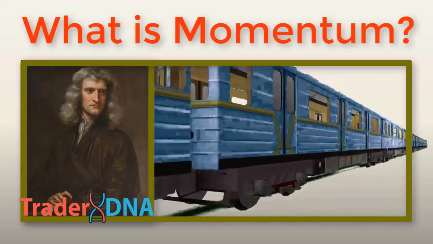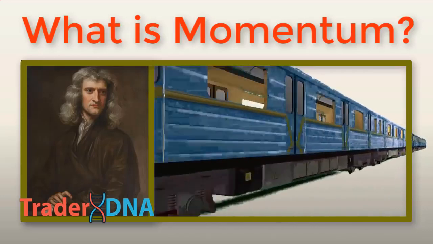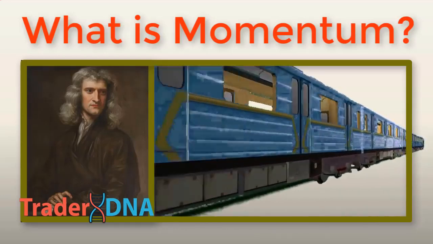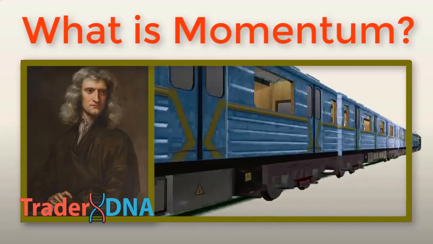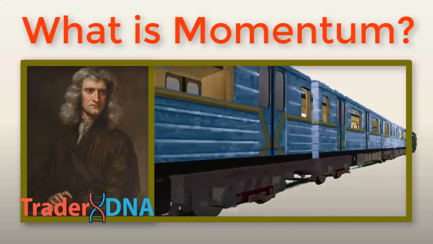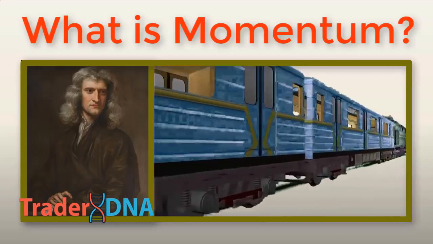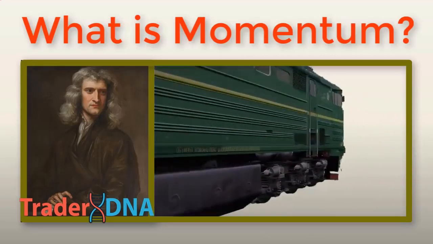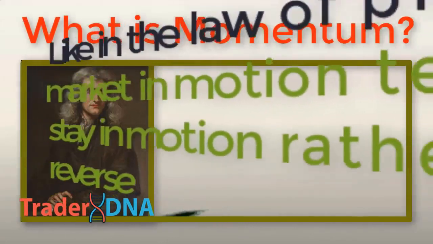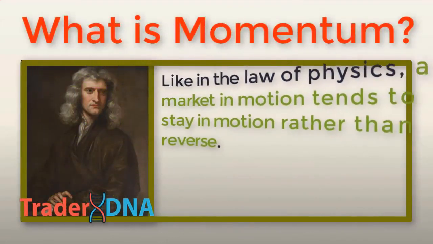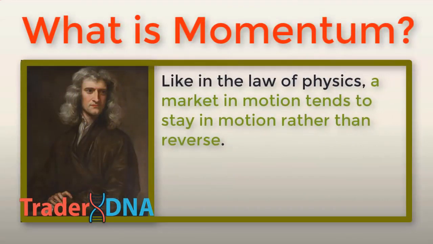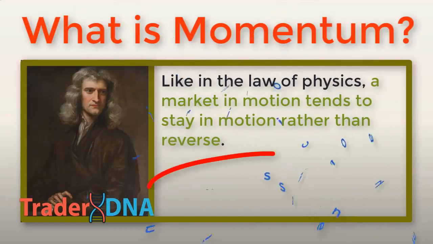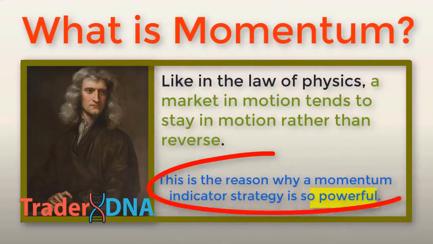At the end of the trip, the train decelerates as it slows down, but it can take many miles of track after applying the brakes before finally coming to a complete stop. For the momentum investor, the best part of the train ride is in the middle, when the train is moving at its highest velocity. Like in the law of physics, a market in motion tends to stay in motion rather than reverse. This is the reason why a momentum indicator strategy is so powerful.